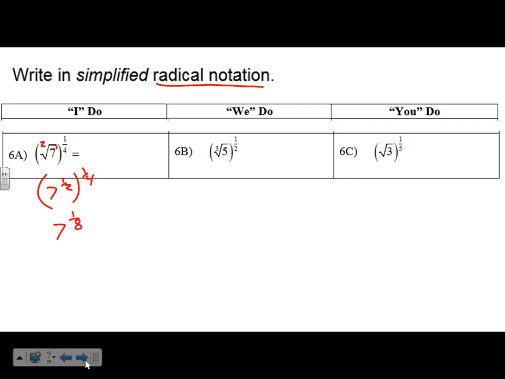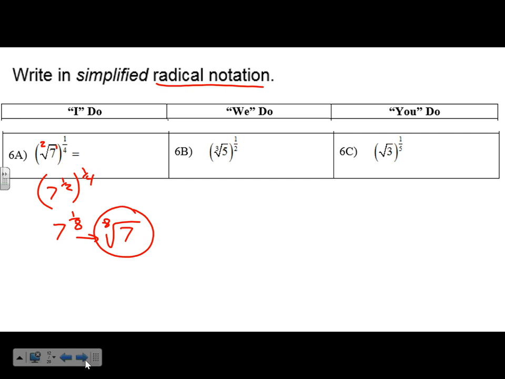And now we can switch that back to radical form. That's the 8th root of 7. I think that's the easiest way to do this. There's other ways to do this, but I think that's the easiest. And I know it seems like you're taking one step forward and then one step right back to where you started, but I do think that's the easiest way.